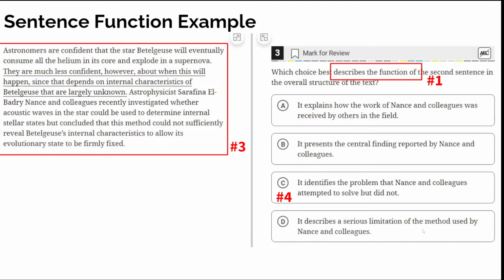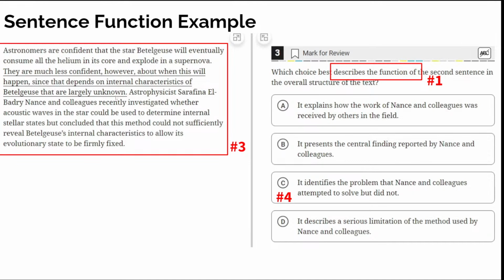A limitation of the method. I don't see any limitations of any methods in that underlined part. I don't see any methods. I understand that there is a limitation in what they know, because it says that it depends on internal characteristics of Betelgeuse that are unknown.